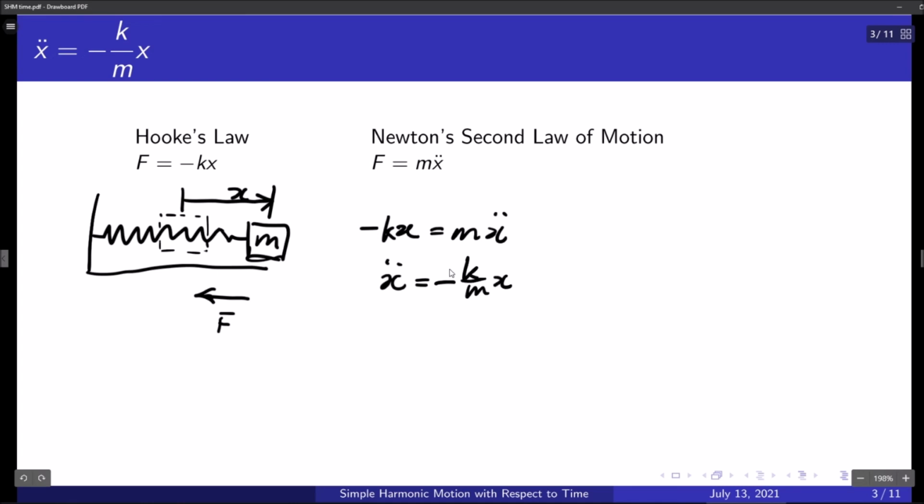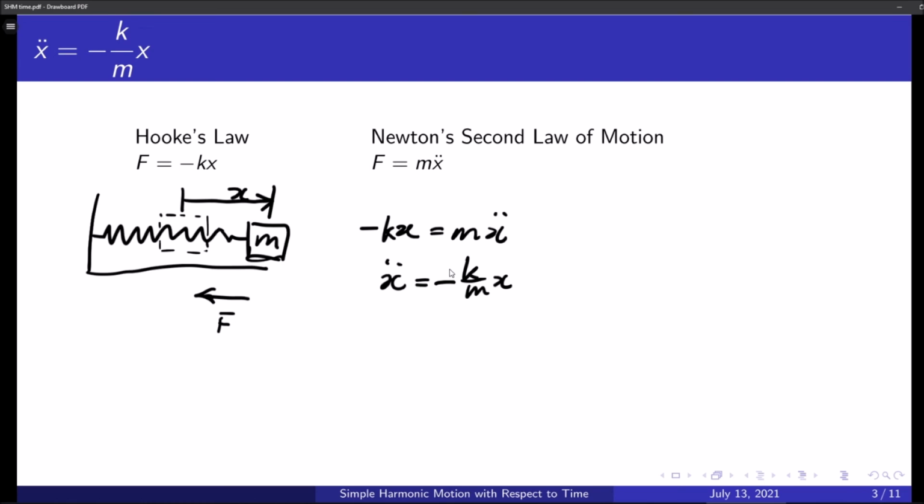So in most cases, k and m remain constant. Basically, k is the stiffness of the spring. The stiffer the spring, the larger the k, which means the more you stretch it, the greater the force acting in the opposite direction. So k is usually called the spring constant. It describes the stiffness of the spring, and m is just the mass.